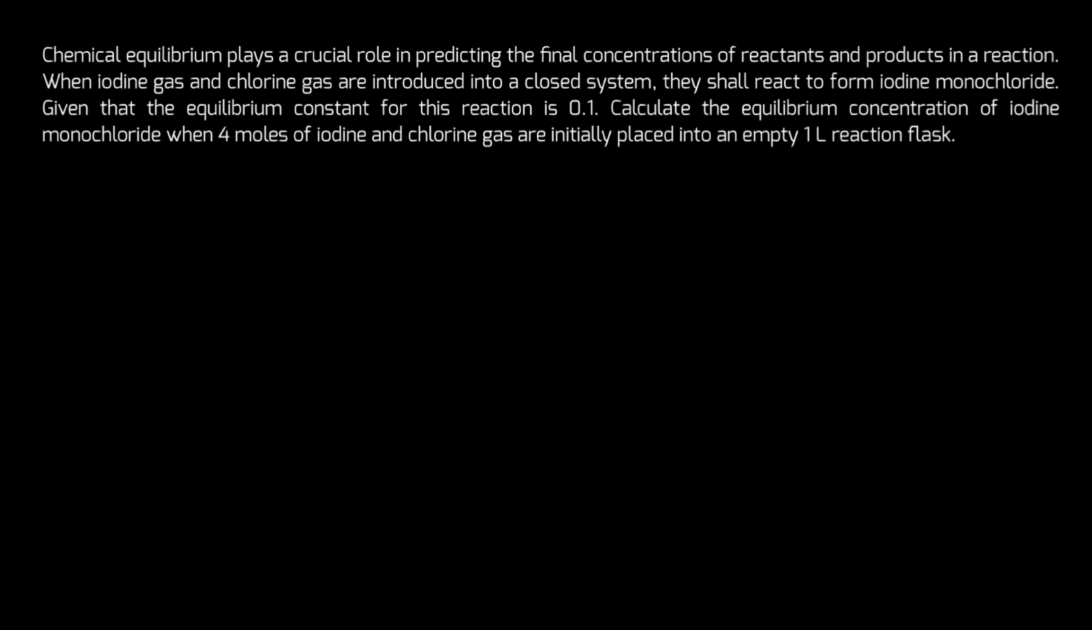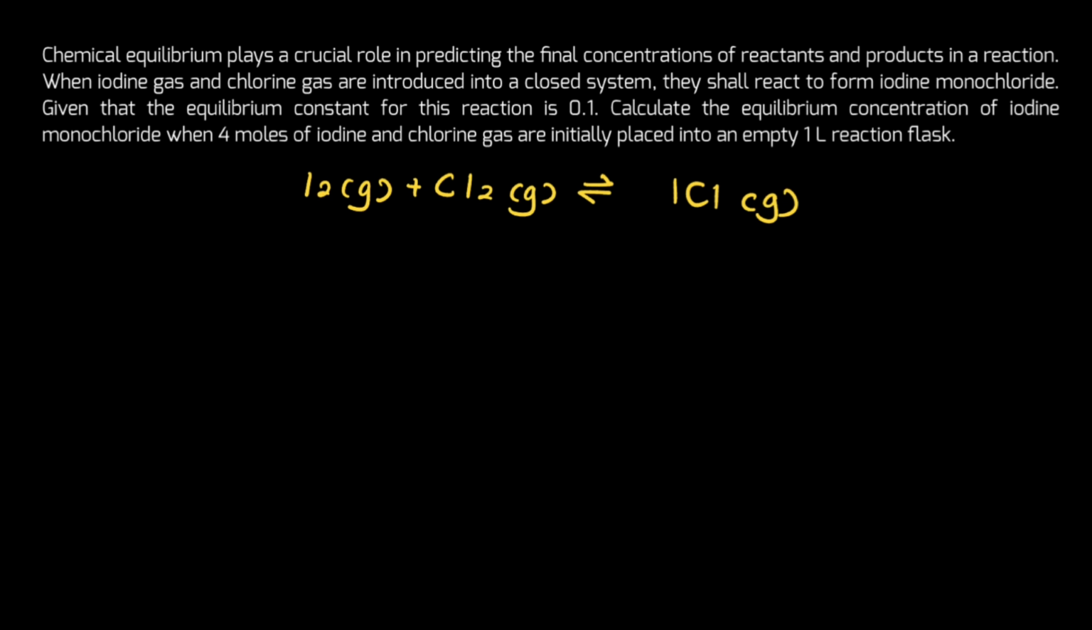Okay, in order for you to answer this question, the first thing that you need to do is write the balanced equation for the reaction. So the reaction consists of iodine and chlorine gas. So iodine gas plus chlorine gas will produce iodine chloride. This one will be in gaseous form as well.